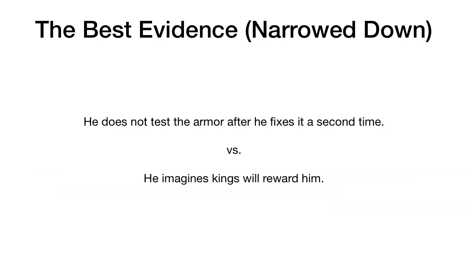So out of these two, which one do you think proves that he is crazy? What is the best piece of evidence? Is it number one, he does not test the armor after he fixes it a second time? Or two, he imagines that kings will reward him? I think it's number one.